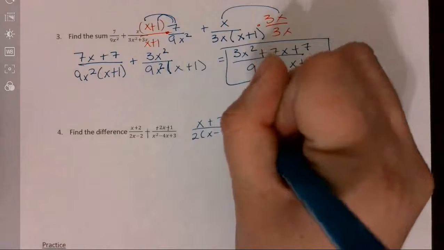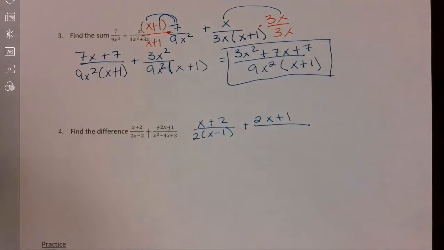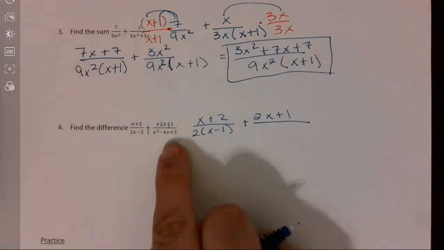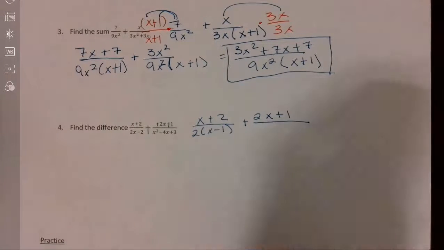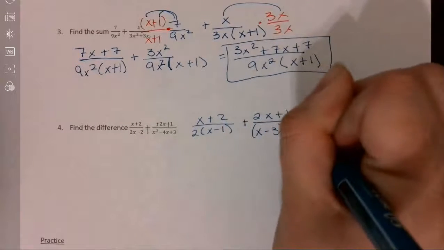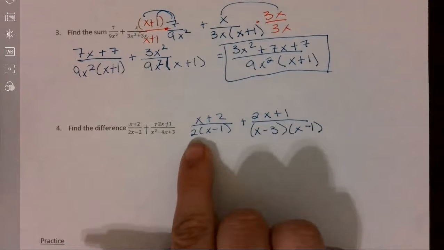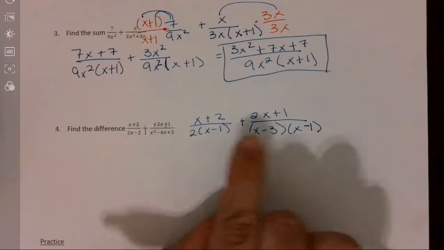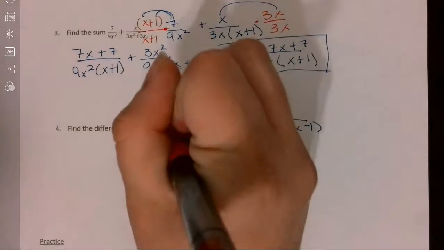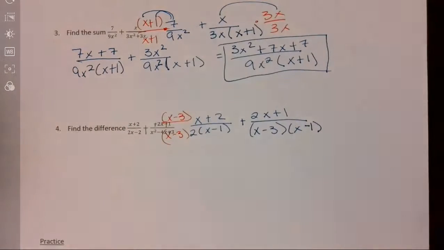Then I have plus 2x plus 1, because I changed my signs on the numerator for my second fraction. I'm looking for what multiplies to positive 3 and adds to negative 4. That's going to be negative 3 and negative 1. Okay. So now I'm looking for what I need to have on both sides. So this one has a 2 and an x minus 1. It's missing the x minus 3. So I'm going to multiply the numerator and denominator by x minus 3.